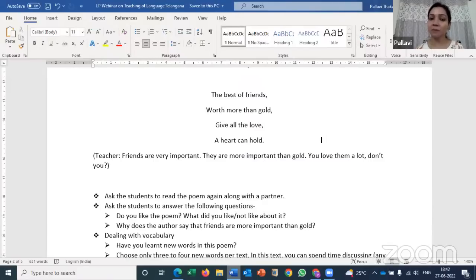It sounds very basic, but again, it's a very important question. A simple question like, do you like the poem or do you like the story? What did you like or not like about it? Now, when you ask such a question, you're essentially encouraging the children to think about how they felt when they read the text. So you're asking for an aesthetic response to literature.